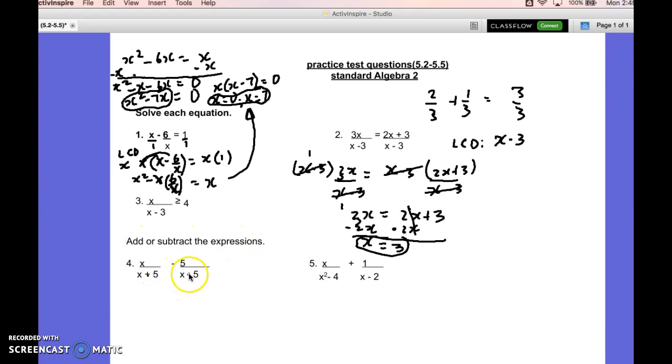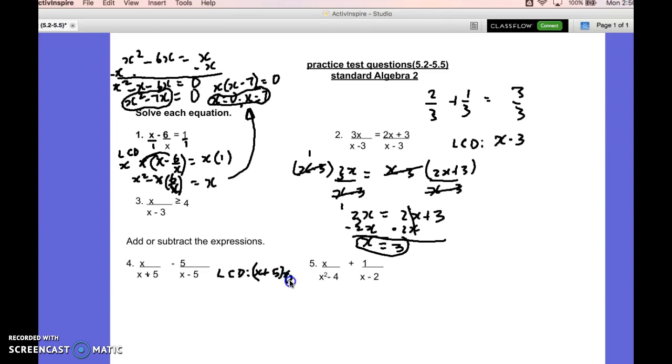How about these when we're adding or subtracting? Take a look. Denominators are different. Almost the same though. x plus 5 here, x minus 5. When they're different, the LCD is going to be at times just the product or the multiplication of both. So for this one, the LCD would be x plus 5 times x minus 5.